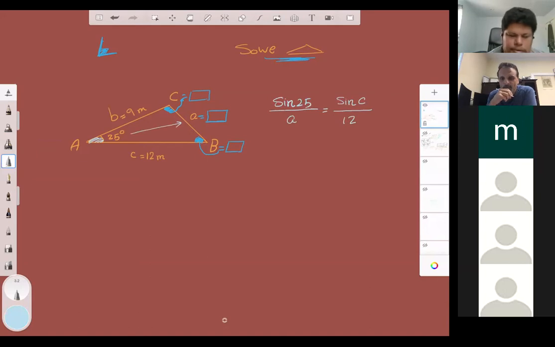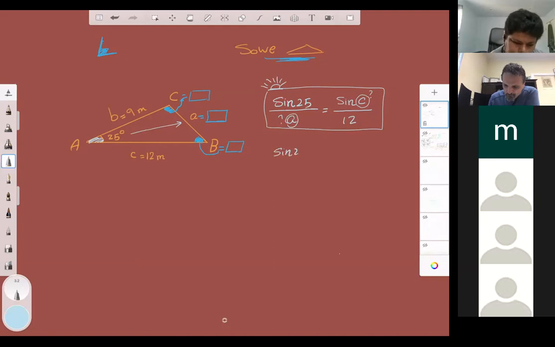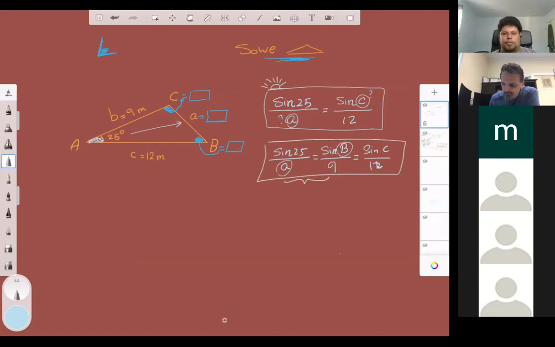With this equation, can I solve a or c? We have one equation but two unknowns. C is unknown, also A is unknown. So that's not a good equation. We cannot solve it. Let's pick another two. What about sine of 25 over A equal to sine of B over 9? Again, we have two unknowns. Or just write sine of C over 12. This is law of sine for this triangle. Any two equations you pick, there are two unknowns. That means law of sine doesn't work.